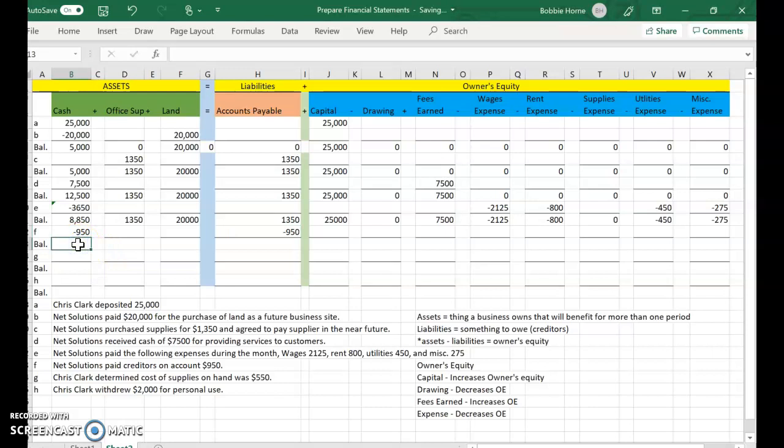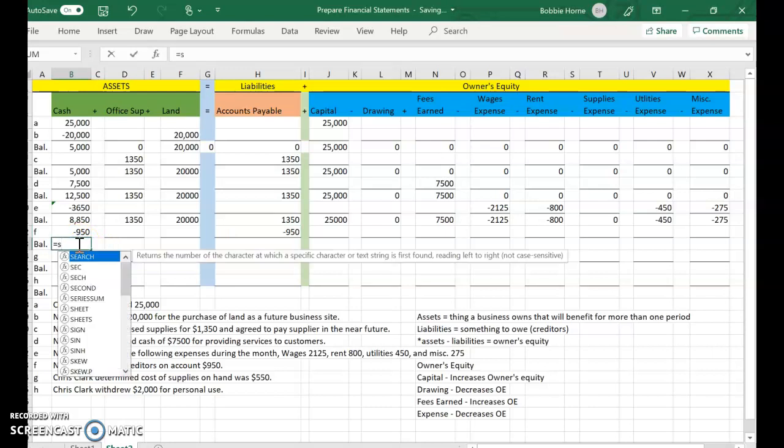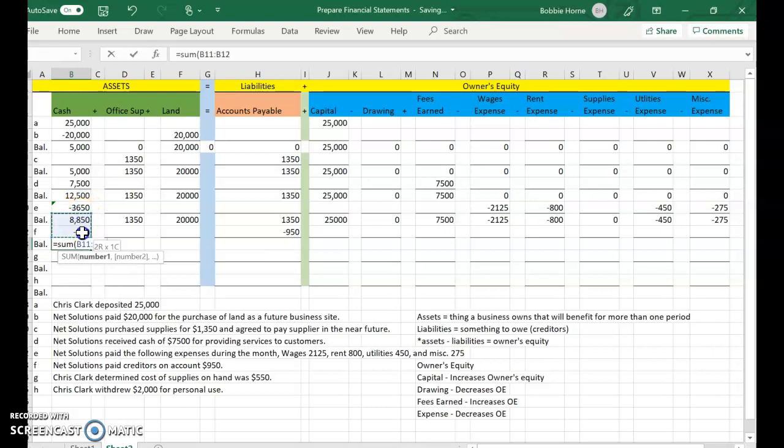So now let's calculate the new balance of cash and the new balance of accounts payable. Now notice that the only thing that changed on both sides was that an asset decreased by $950, and on the opposite side a liability decreased by $950. So the accounting equation is still in balance.